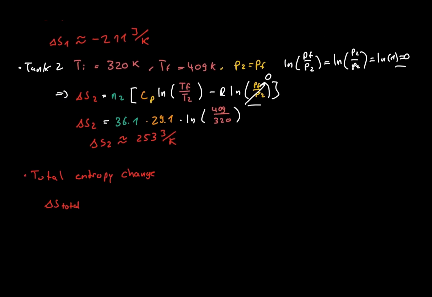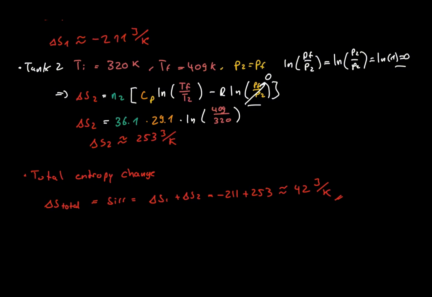Now we add both entropy changes. Minus 211 plus 253 gives about plus 42 joules per Kelvin. So the total entropy change is positive. And because the system is insulated, this total entropy change is also the entropy production. So entropy production is about 42 joules per Kelvin.